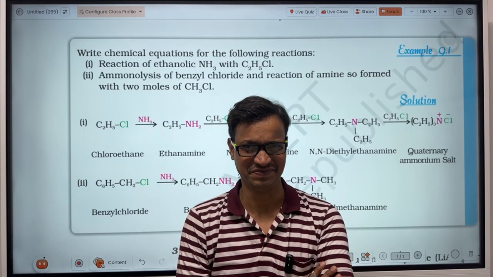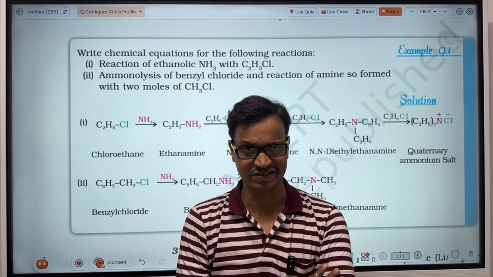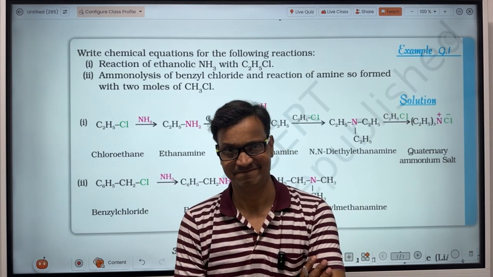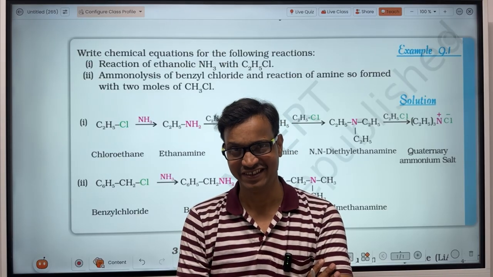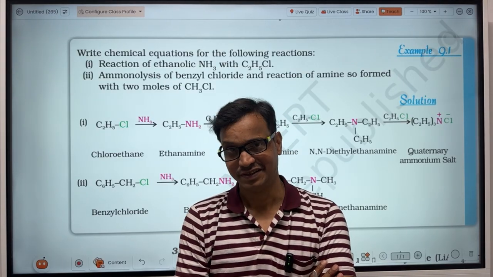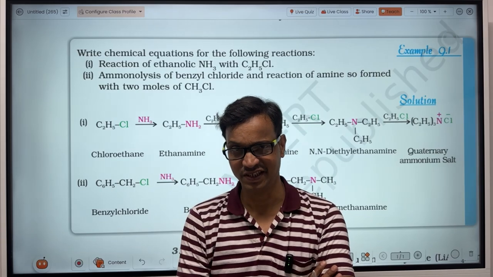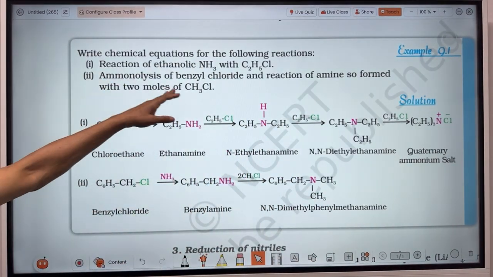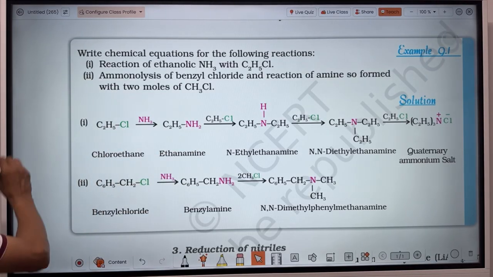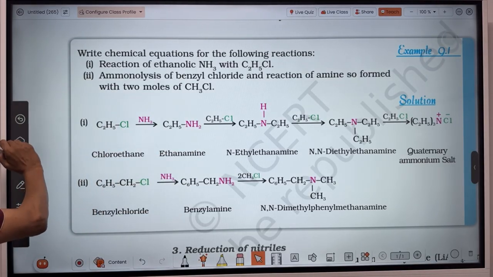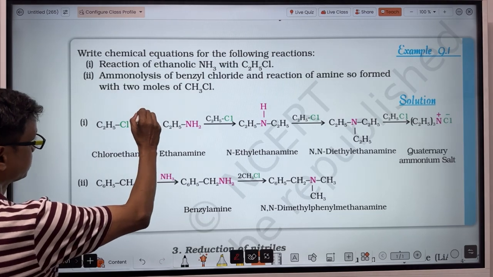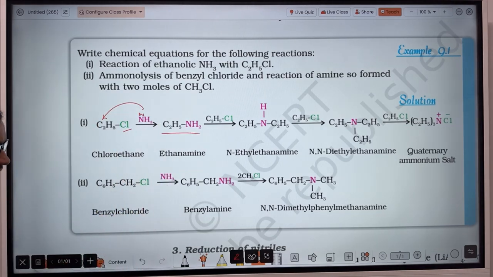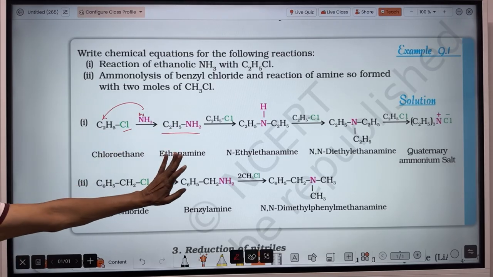And I hope no student will be unable to solve this question, provided that he has learned how to do the reactions of the previous chapter. So let's see here. Ammonia is reacting with haloalkane. So obviously what is happening here? There is a lone pair of electron at the nitrogen, so it will get attacked over this side. Okay, direct reaction is given here. So obviously there will be formation of amine.